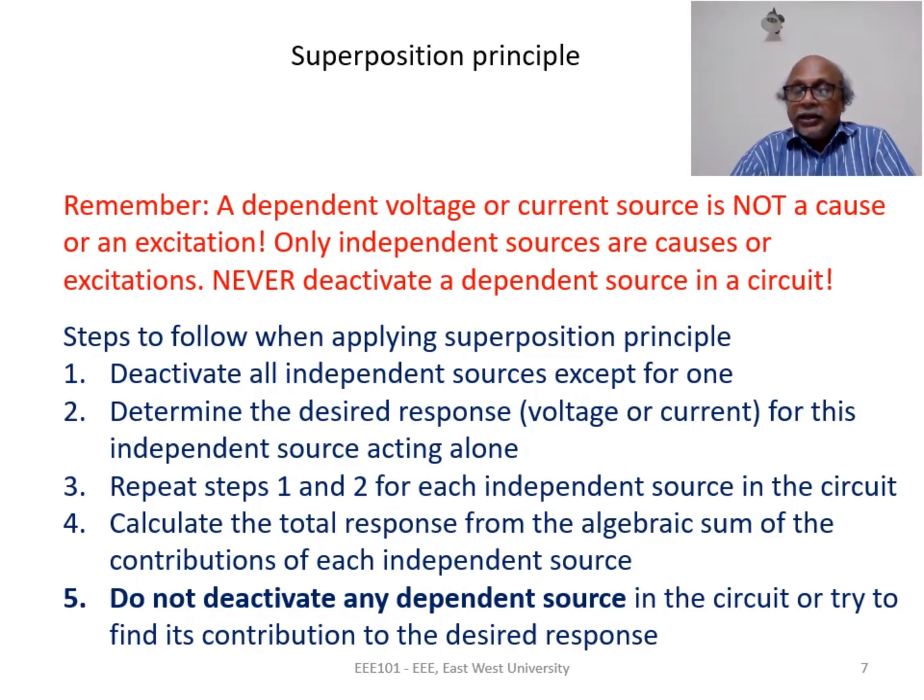Once all the independent sources' contributions acting alone have been calculated, the total response is equal to the algebraic sum of all the contributions from each independent source. And in this process, we remember not to deactivate any dependent source in the circuit. The dependent sources always remain active when we perform steps 1, 2, and 3.